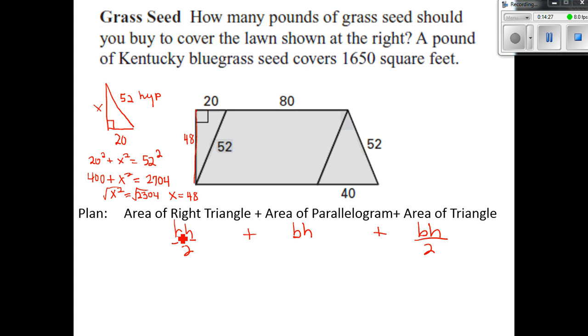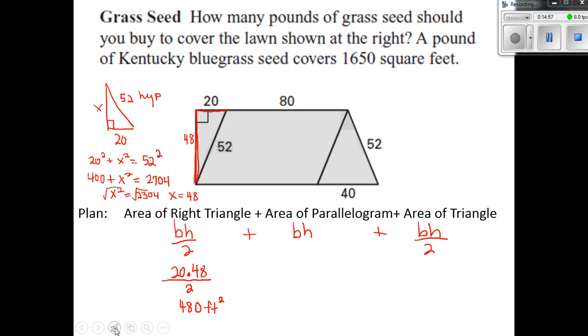Okay, so area of the triangle is base times height divided by 2. Base is 20 times the height, which is 48, divided by 2. 20 times 48 divided by 2 is 480 feet squared. So I have the area of that triangle, because that was the base and this was the height.